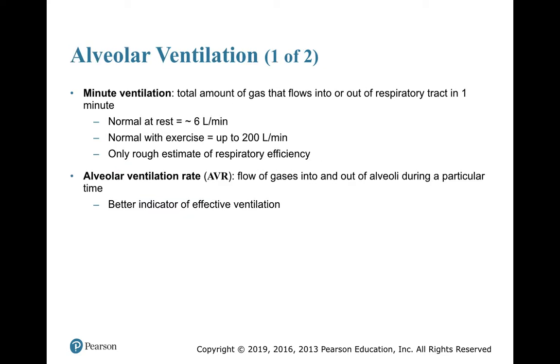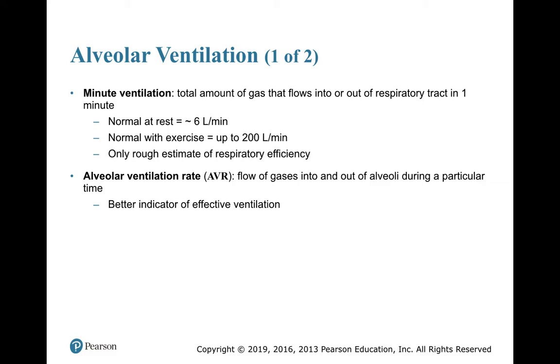Minute ventilation is the total amount of gas that flows into and out of our respiratory tract in 1 minute, and normally at rest that's approximately 6 liters per minute. With exercise, that can go up to 200 liters per minute. It's only a rough estimate of respiratory efficiency.